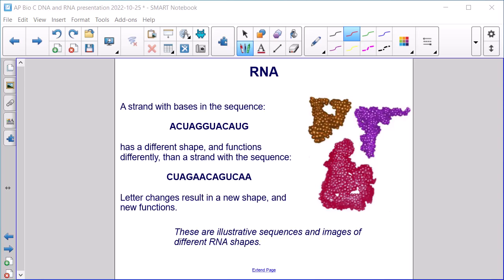A strand with bases in the sequence ACU, AGG, UAC, AUG has a different shape and functions differently than a strand with the sequence CUA, GAA, CAG, UCAA. Letter changes result in a new shape and new functions. These are illustrative sequences and images of different RNA shapes.